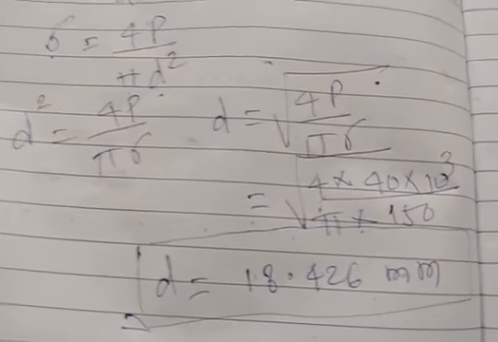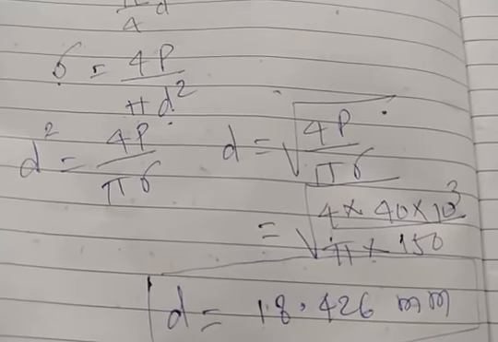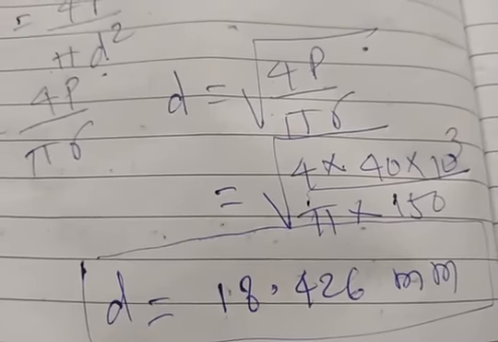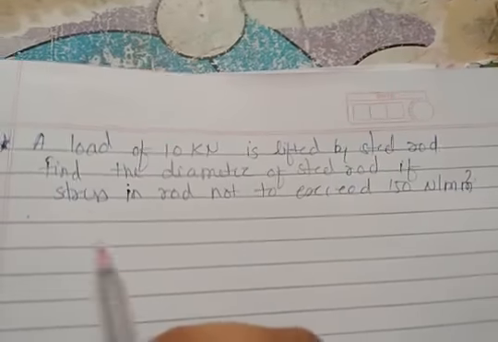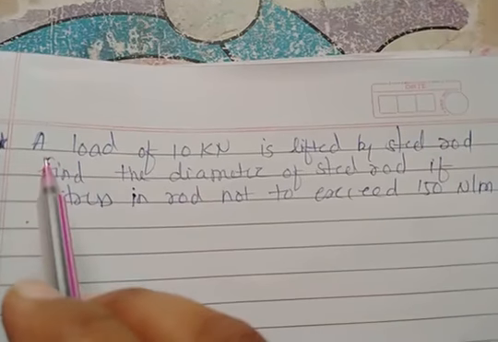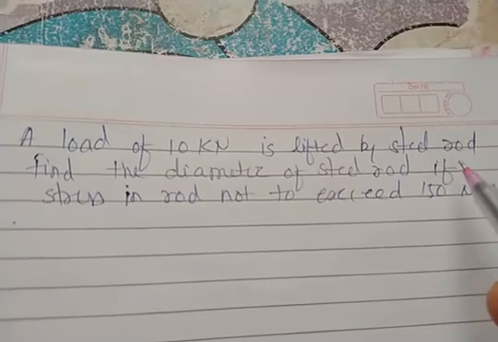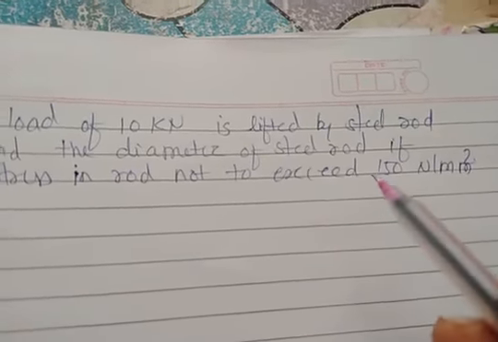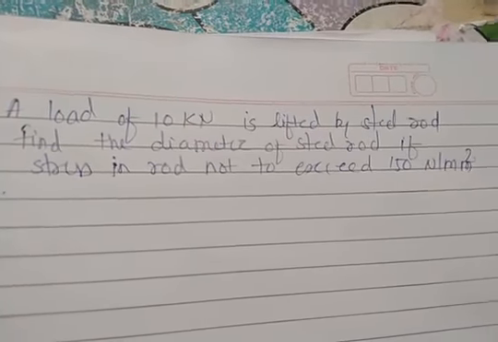In this way we solve some numericals. For practice, I am giving you two numericals. Solve them and send me the photos. This is the numerical you have to calculate as an assignment. Try to solve it: a load of 10 kilonewton is lifted by a steel rod. Find the diameter of the steel rod if the stress in the rod is not to exceed 150 Newton per mm square. Solve this problem and send me the photo.